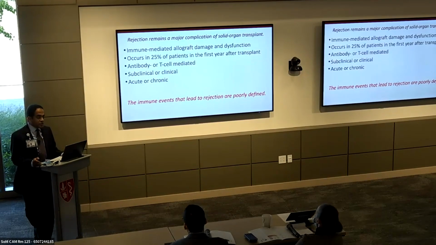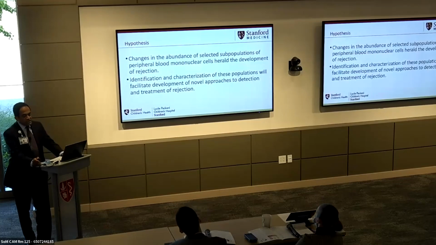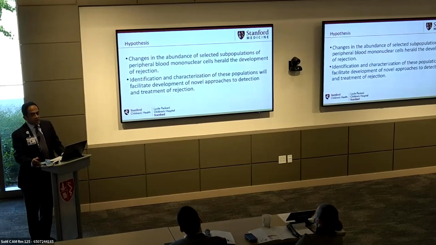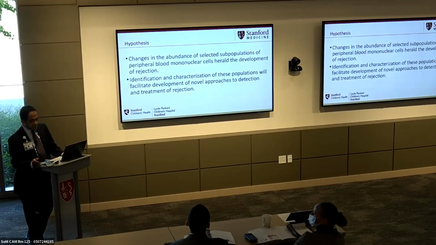We're primarily focused on acute rejection with patients who have received heart, kidney, or liver allografts. We hypothesized that there were distinct changes in the immune composition of the peripheral blood that precede the development of rejection, and that characterizing and understanding the populations involved will facilitate the development of novel approaches to both detection and treatment of rejection.